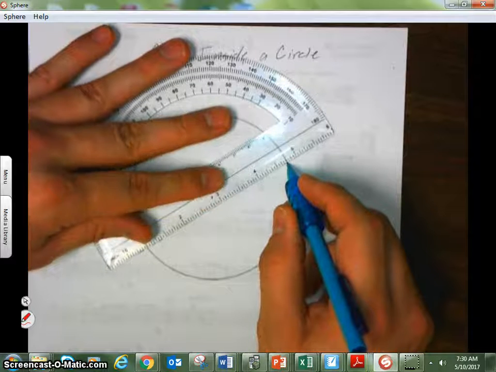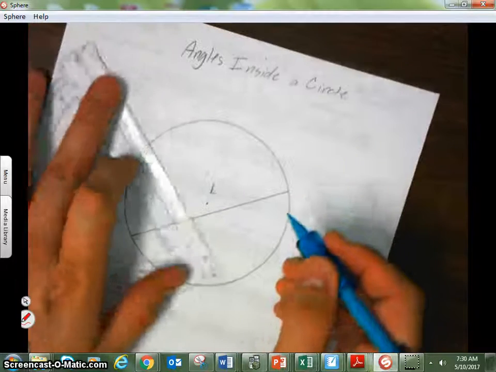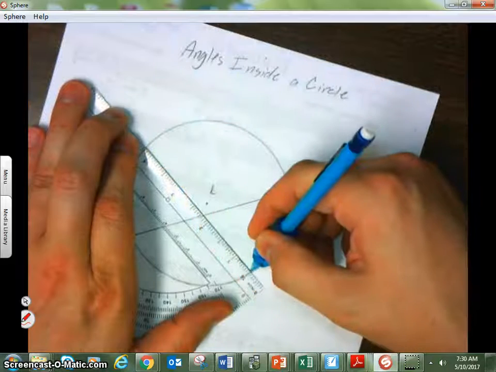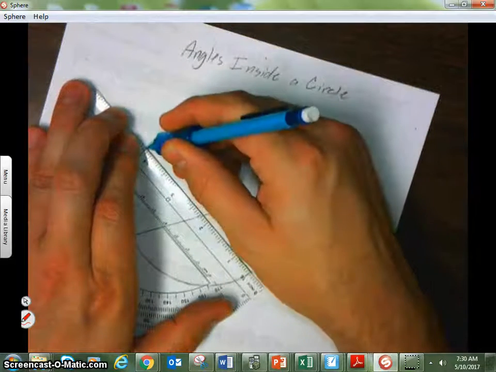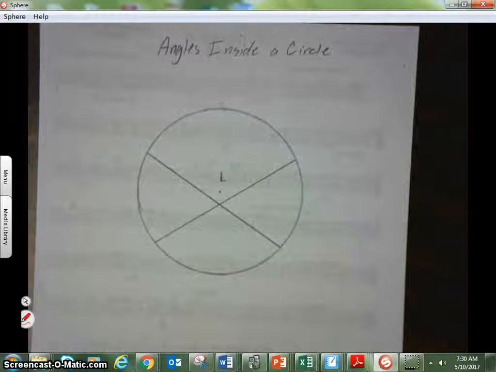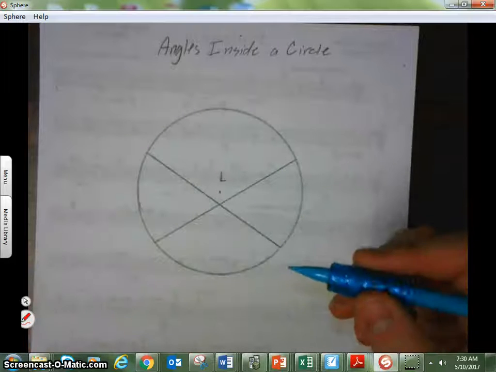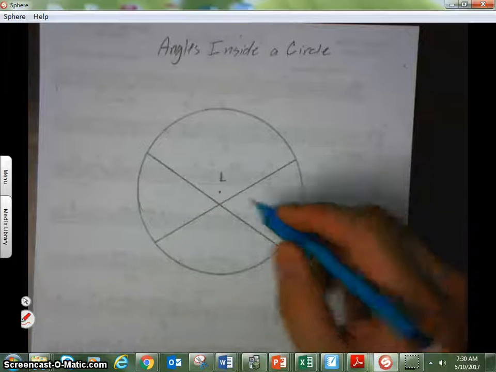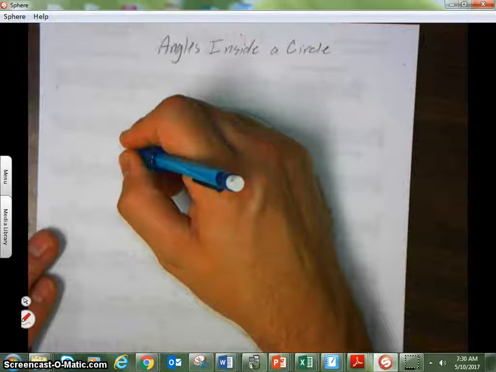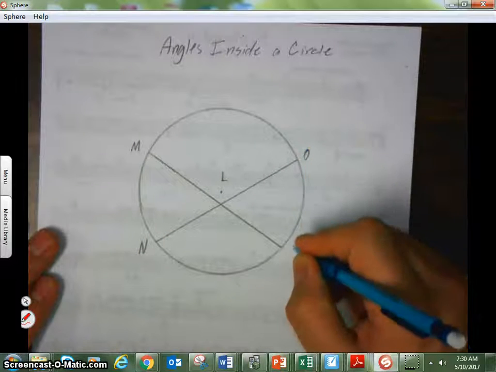The only asterisk that I might want to put on my instructions here is that the chord that you make cannot be a diameter, because we don't want anything that's unique. So we have a couple of chords like so. Now each chord is going to create some arcs that it's intercepting here. So we'll call this, let's say, M and N, and we'll say this one is O and P.